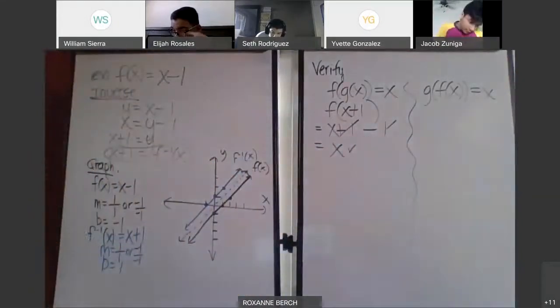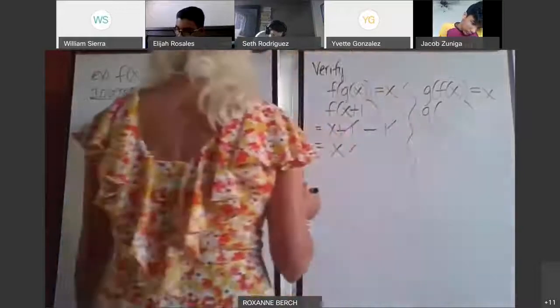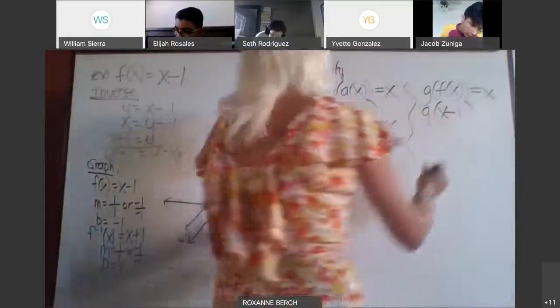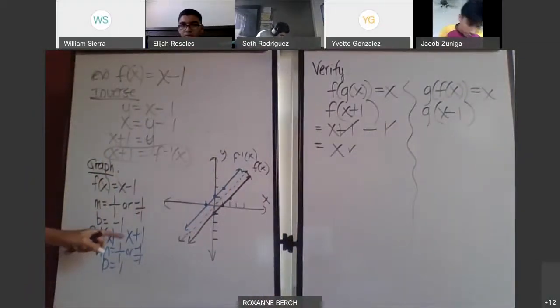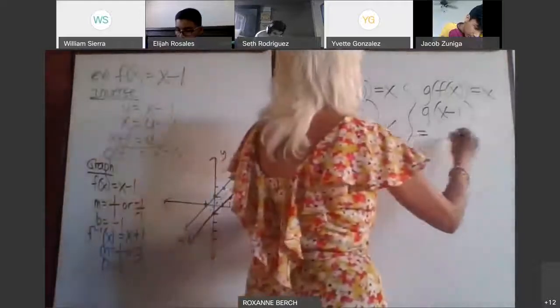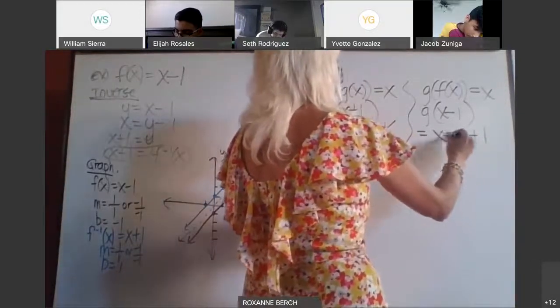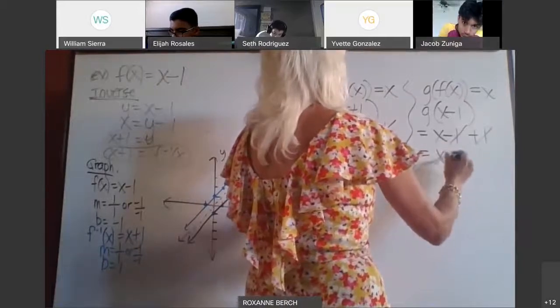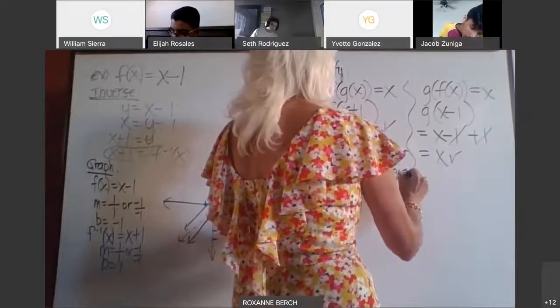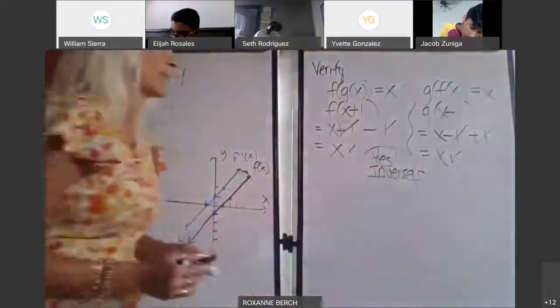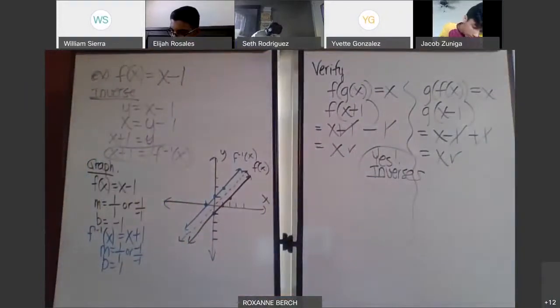And now we get the f function, which is x minus 1. That becomes the quantity for the g function, which is the inverse, so x plus 1. So something plus 1. And so the something is that, so that worked. So yes, those are inverses. We proved it. All right, questions?